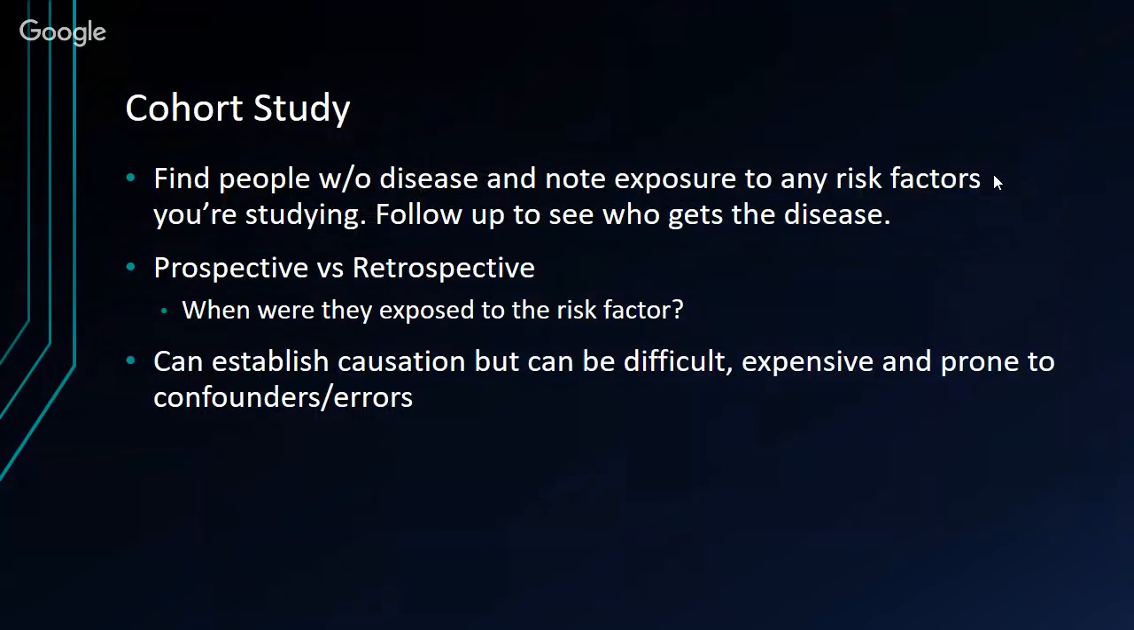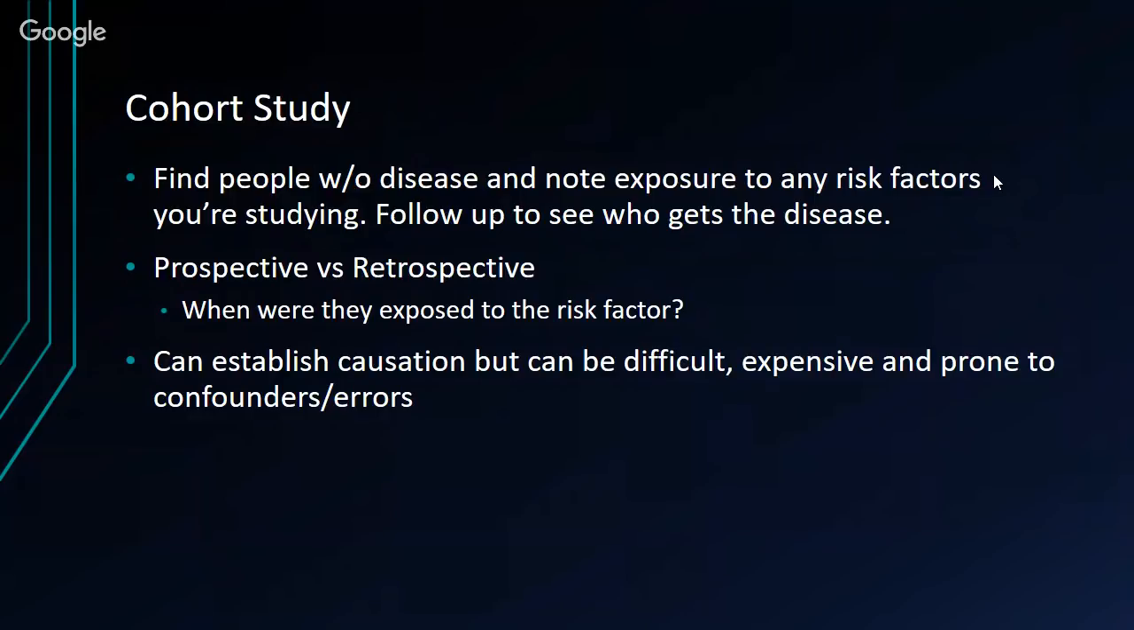With a cohort study, it's different because you're finding people without the disease currently and noting their current exposures to any risk factors. And then you follow them along and see who develops the disease. So you can have prospective and retrospective cohort studies. So with prospective, you're recruiting individuals who are currently exposed to certain risk factors and then follow them forward to see if they develop the disease.